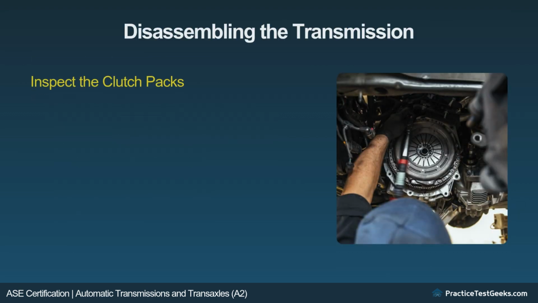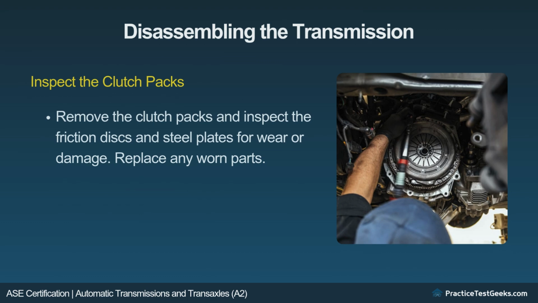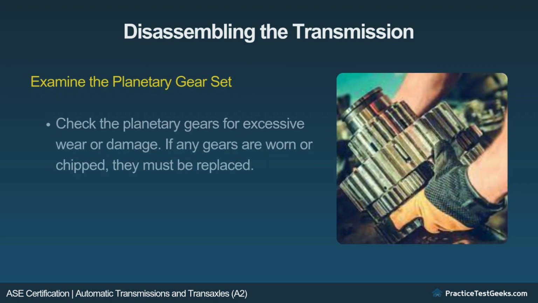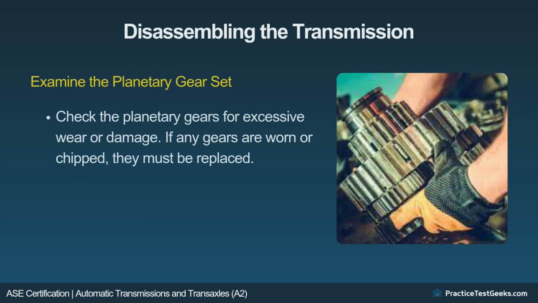Inspect the clutch packs. Remove the clutch packs and inspect the friction discs and steel plates for wear or damage. Replace any worn parts. Examine the planetary gear set. Check the planetary gears for excessive wear or damage. If any gears are worn or chipped, they must be replaced.